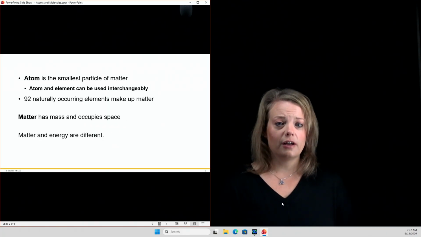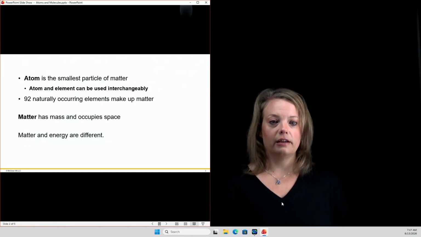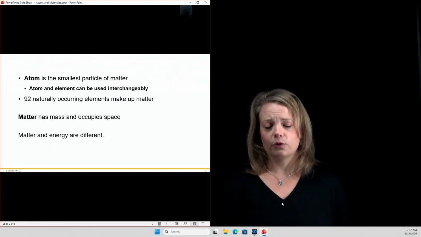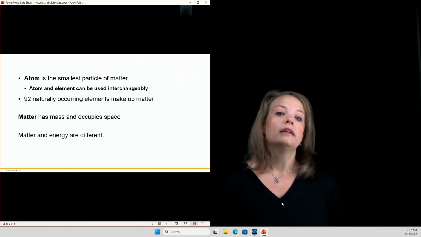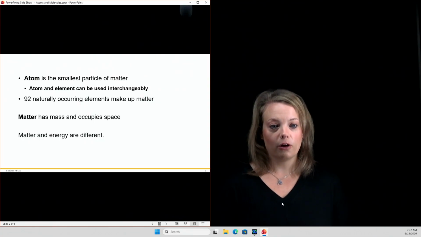So we're first going to talk about atoms. Atoms are the smallest particle of matter, and matter makes up everything. Matter is anything that has mass and occupies space. So when we're talking about chemical bonds, biochemical molecules, cells and tissues and organs, it all comes back to atoms and the atoms that make up those parts and how they interact.